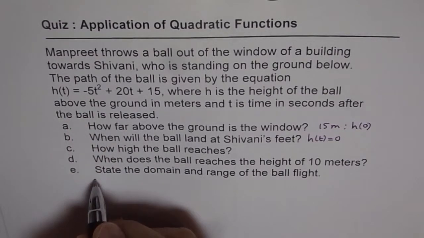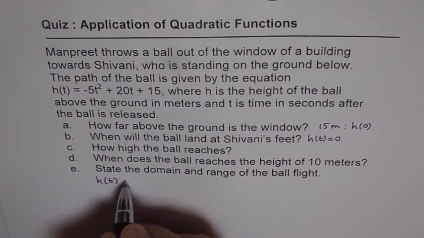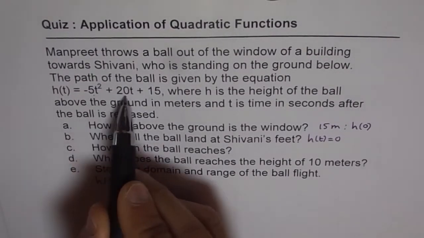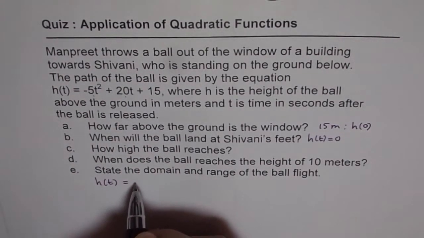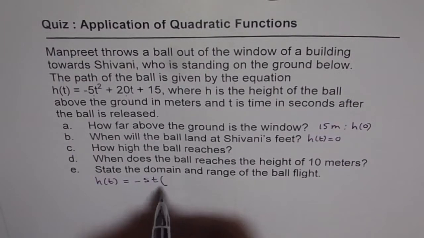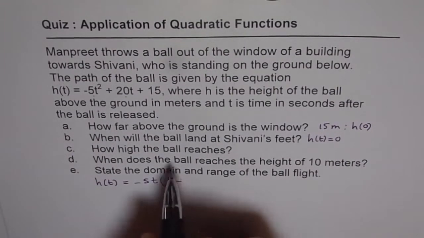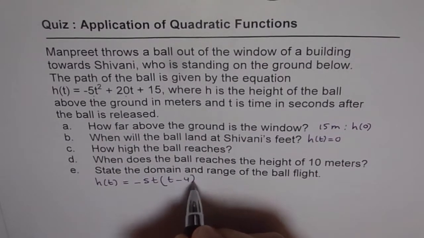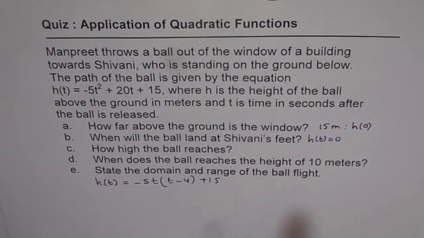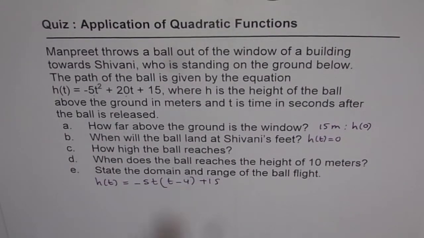So let me write this function in partial factored form, where I'll factor these two terms, right? So minus 5t is common. So we get t minus 20 divided by 5, which is 4, plus 15, right? So that is what you get. Now the zeros are actually at t equals 0 and t equals 4, right? And the midpoint gives you the axis of symmetry.